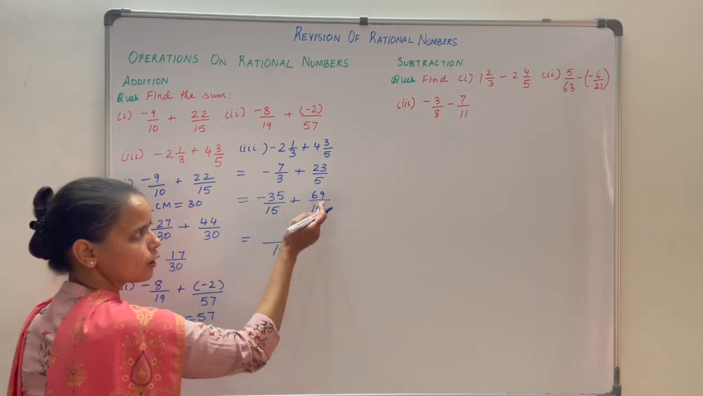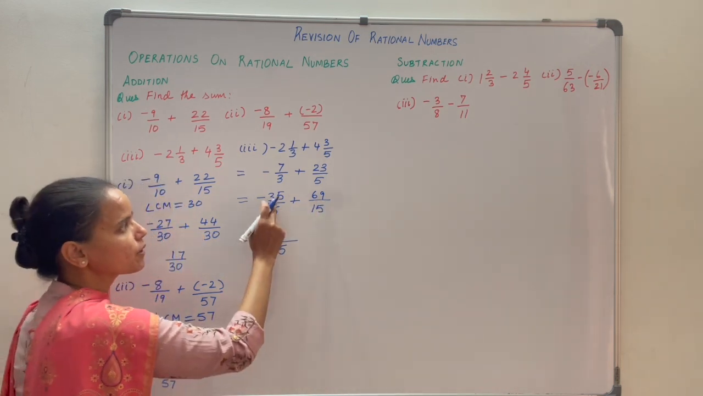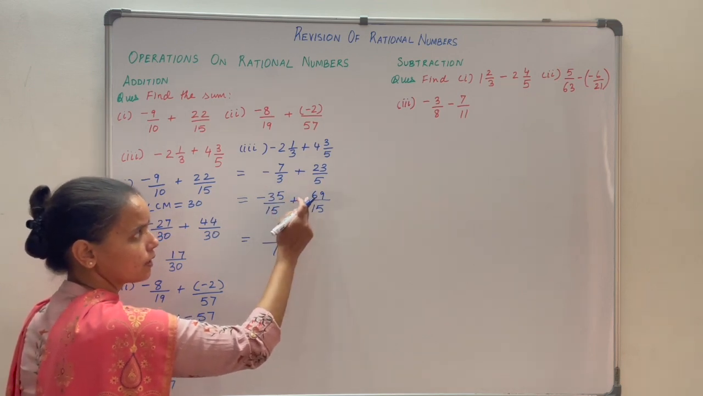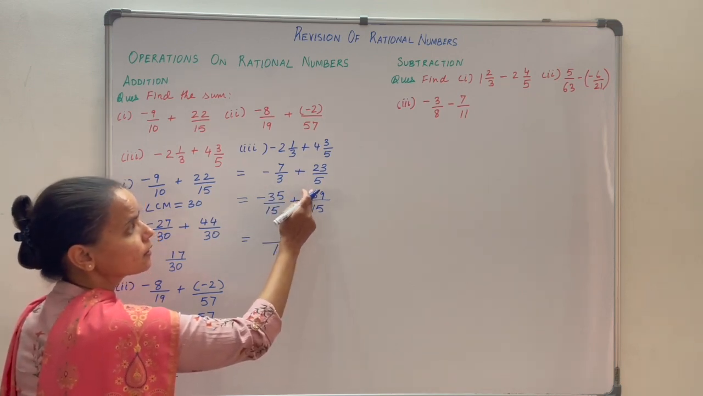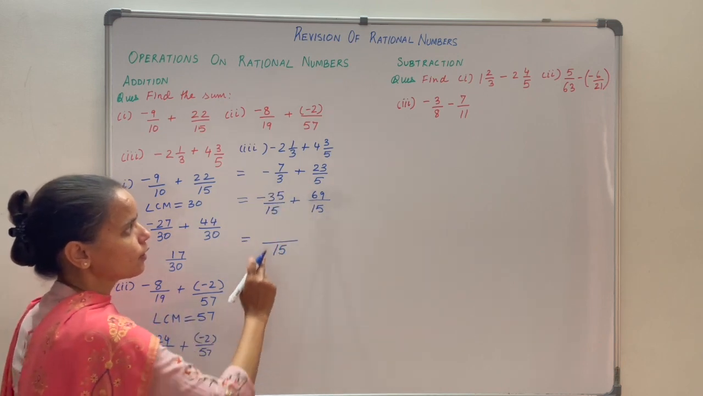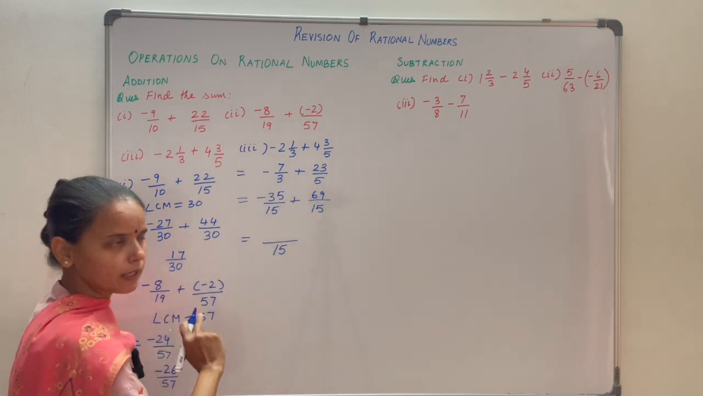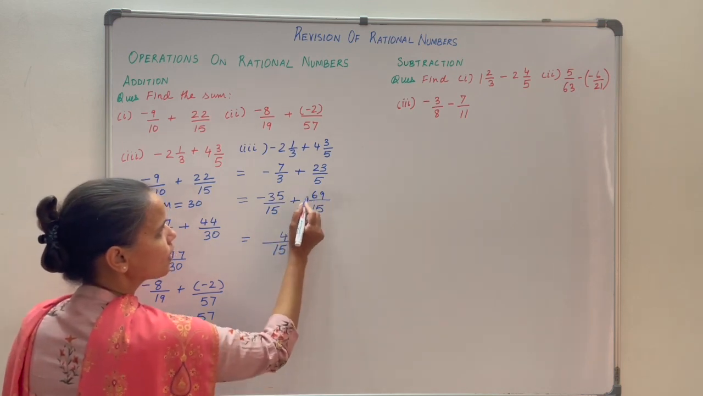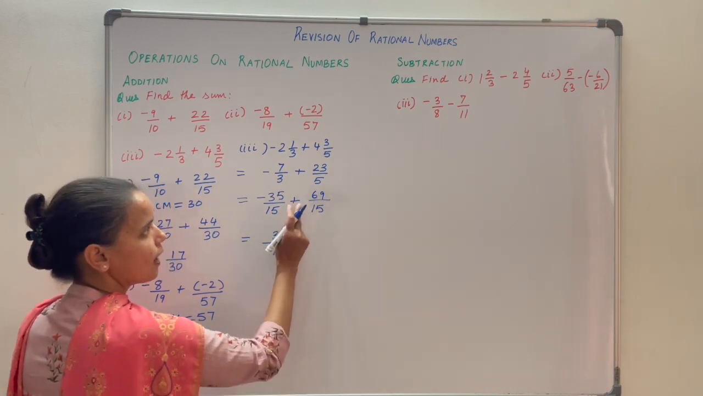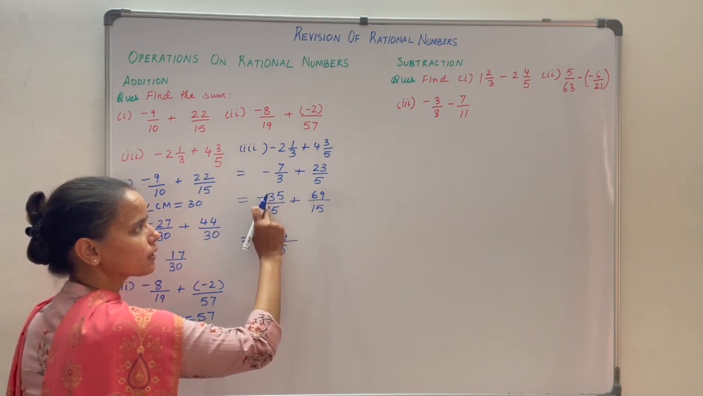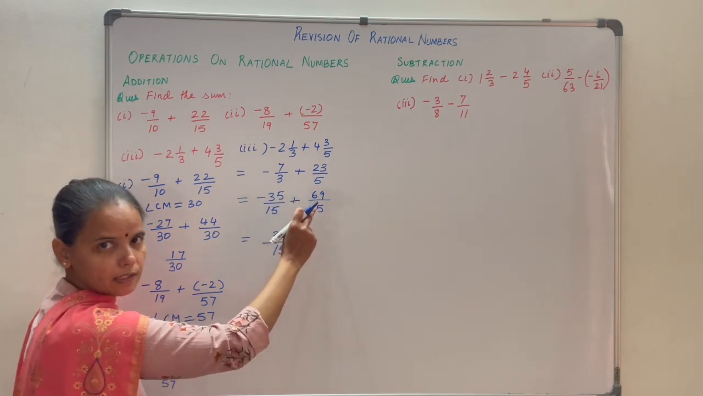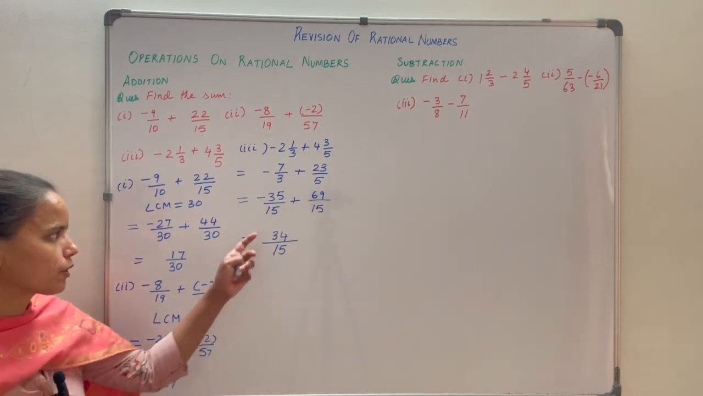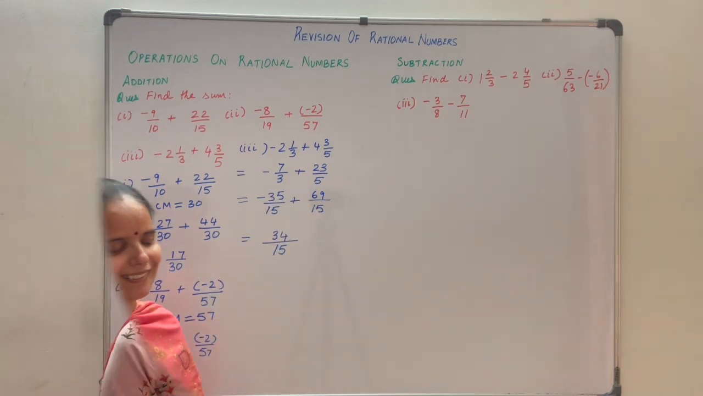You just need to add the numerators. Again here the numerator is negative and here this is positive. So you need to find out the difference. So here, 69 minus 35. You have to subtract the smaller number from the greater number. So 9 minus 5 is 4, 6 minus 3 is 3, and the sign of the greater number. So minus 35 and plus 69, 69 is the greater number and the sign is positive, so the result is positive. So 34 by 15 is the answer.